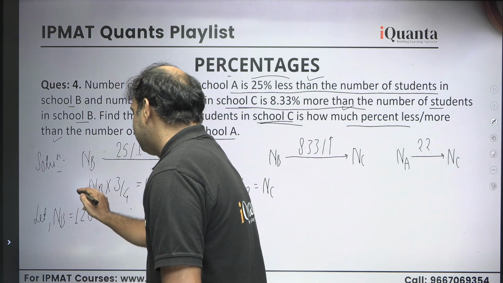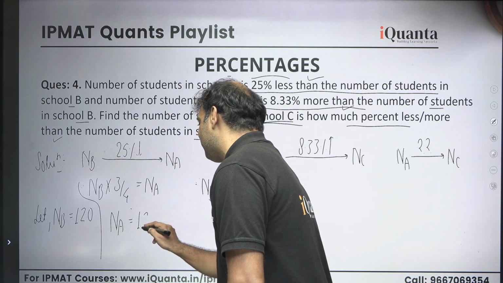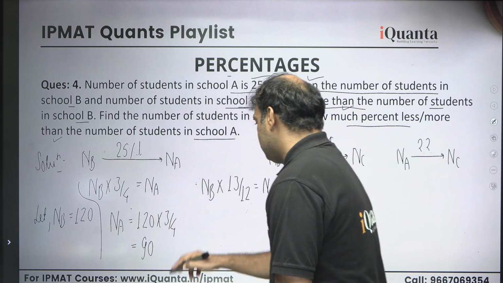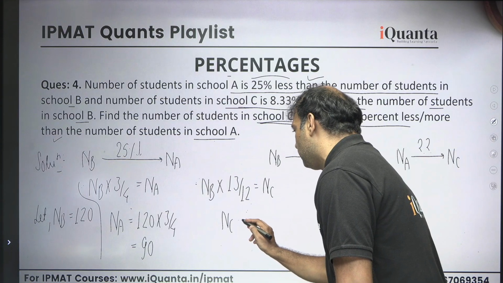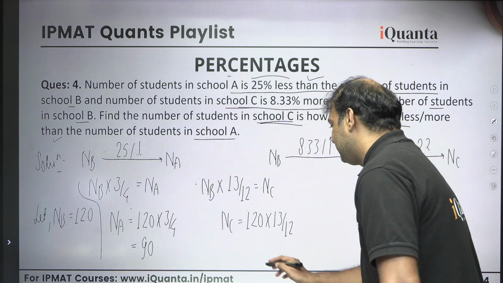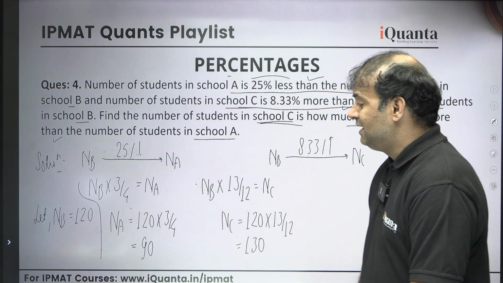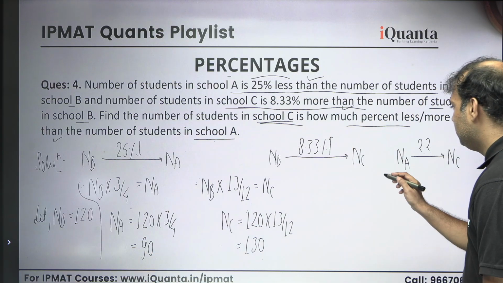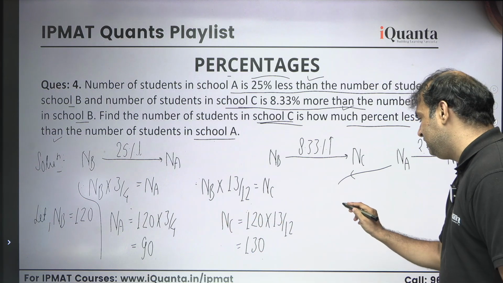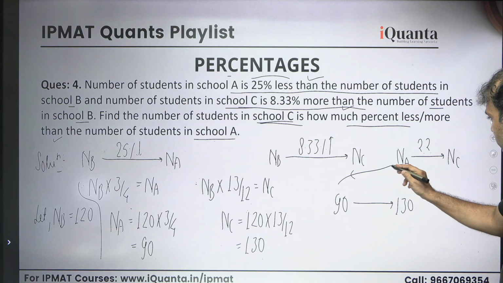So from the first relation, we can say the number of students in school A should be 120 into 3 by 4. That should be how much? We'll say 30 into 3 is 90, all right? In the second school, school C, it should be 120 into 13 by 12, right? So 120 upon 12 is 10, and 10 into 13 should be 130. All right, so we got the number of students in both the schools. In school A it is 90, in school C it is 130. Let's put it here, the final question. So the number of students in school A came to be 90, in school C came up to be 130. All right, we are just using this one, that's it, right?